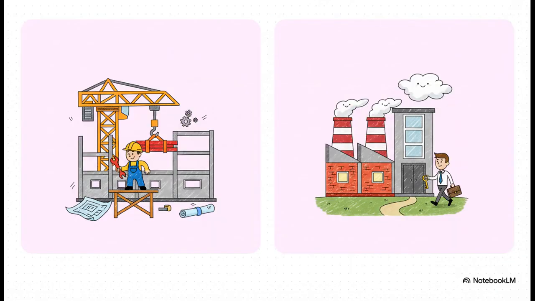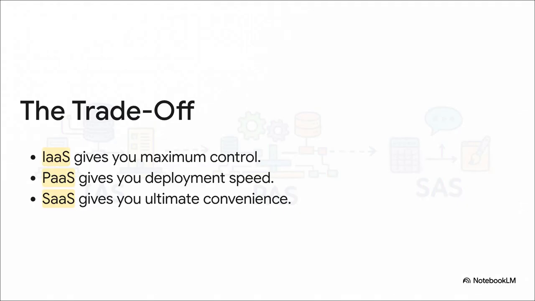And let's zoom in on that DevOps effort for a second, because this is really important. With IaaS, you are essentially building the entire factory from scratch. But with PaaS and SaaS, the factory is already built for you. You're just using it. And that means your team's role, what they spend their time on, changes dramatically depending on which model you pick.